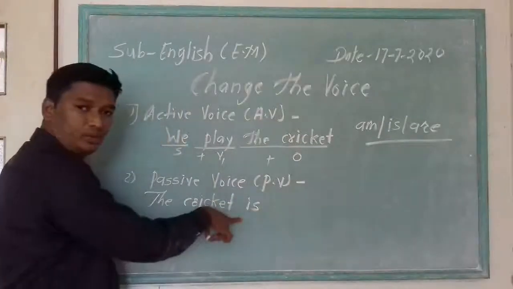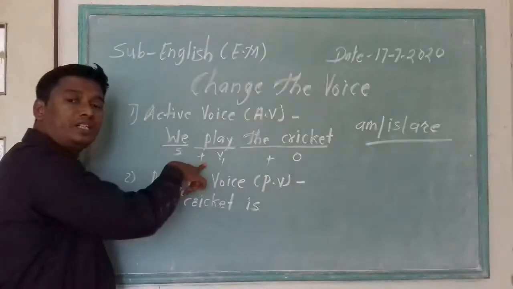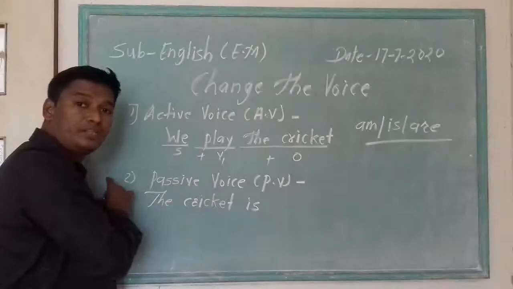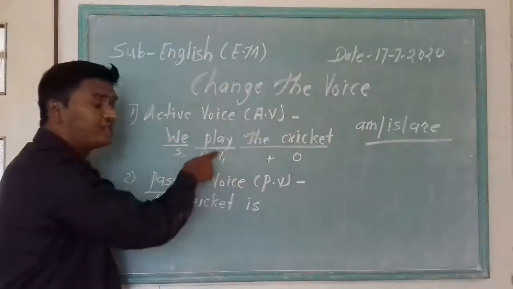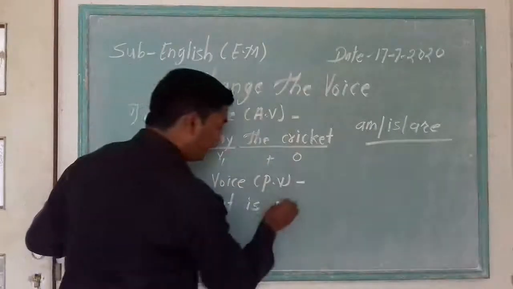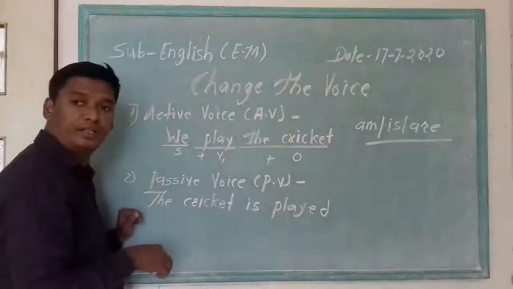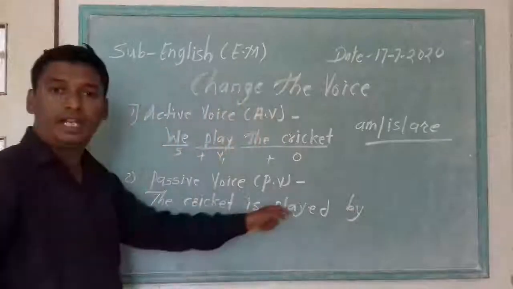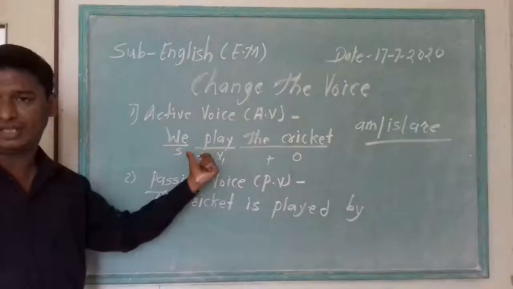The cricket is, okay. After, take the past participle of the main verb. Past participle means V3 of the main verb in the AV sentence. Play is the verb in the AV sentence. Take play into played. The cricket is played. Then take by. Then write the subject of the given AV sentence.